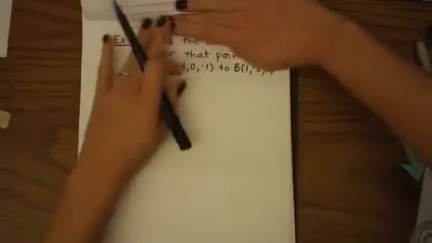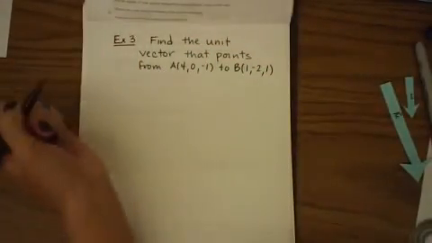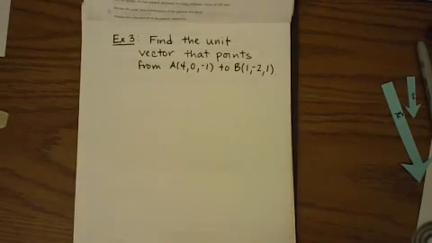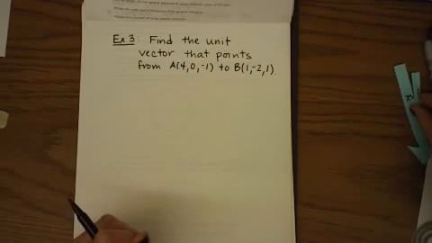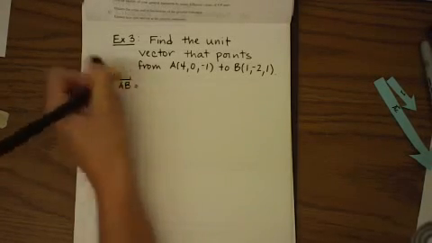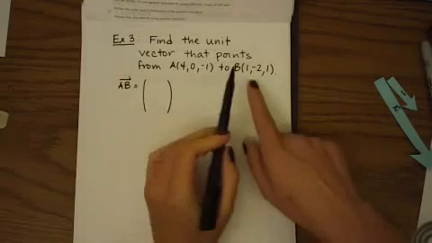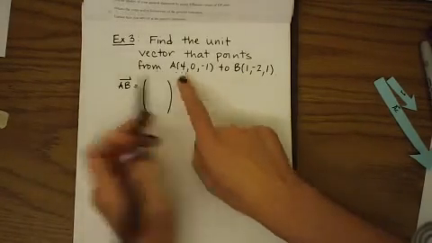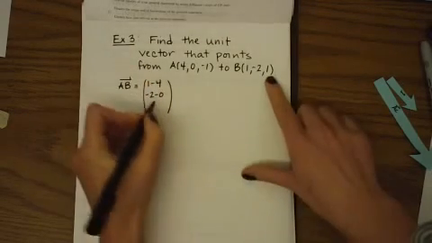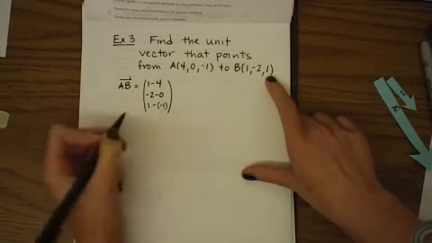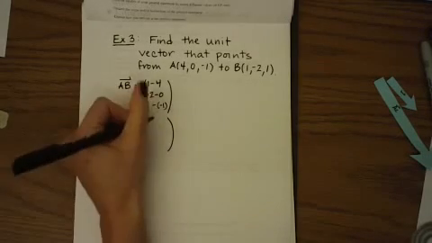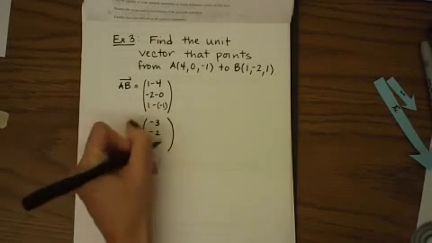The final thing we're going to do is a variation on what we just did. We're going to find the unit vector that points from point A, whose coordinates are given, to point B, whose coordinates are given. Alright, so the vector that points from point A to point B is vector AB. And for vector AB, we want to take the B components and subtract the A components. So 1 minus 4, negative 2 minus 0, and 1 minus negative 1. So vector AB, the vector that goes from A to B, is going to be negative 3, negative 2, and 2.